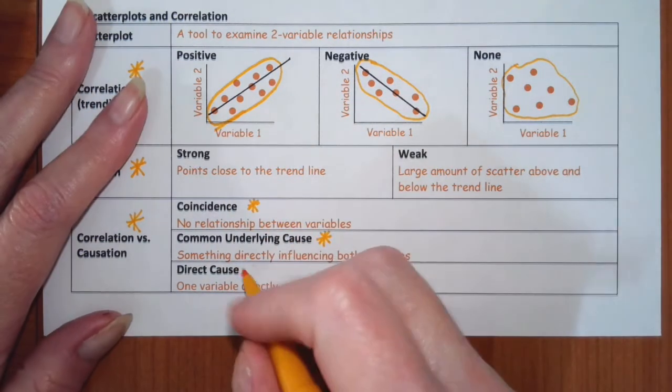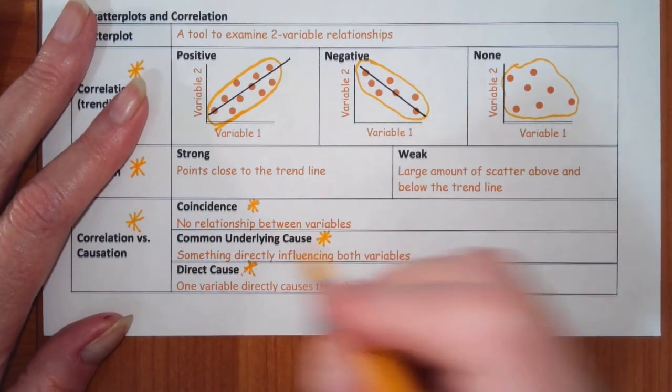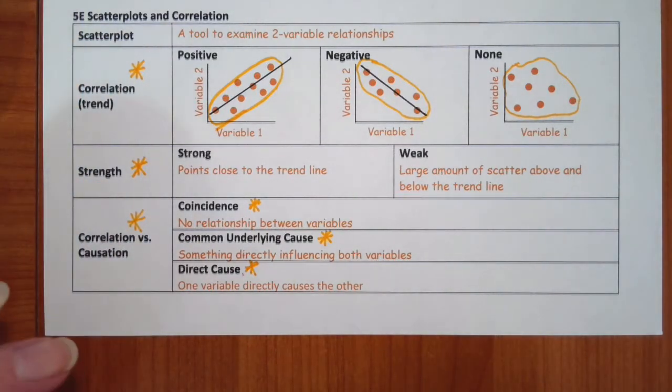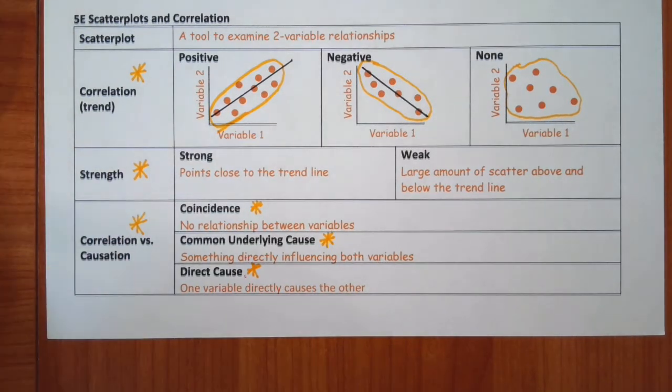And then a direct cause, which is where one variable directly causes the other. If you took the example of New York City, if you compared temperature to murder rates, there would be a direct cause. The higher the temperature, the higher the murder rate. Okay. Or the higher the temperature, the higher the ice cream cone sales. Okay, so that's what you need to know in order to be successful on this.